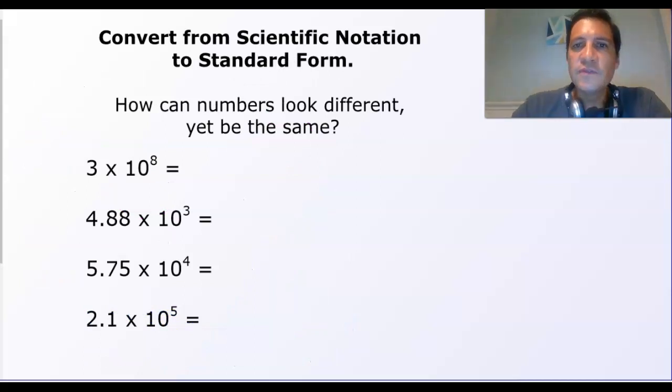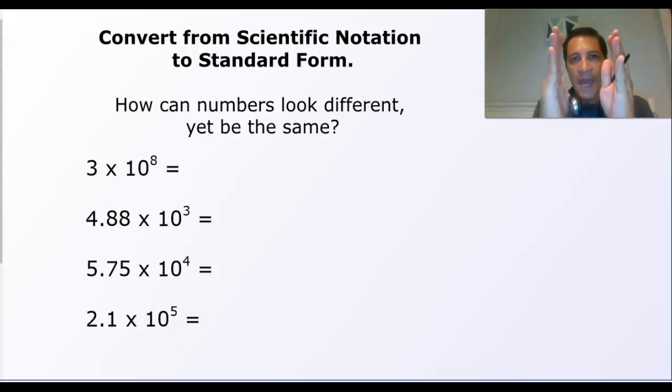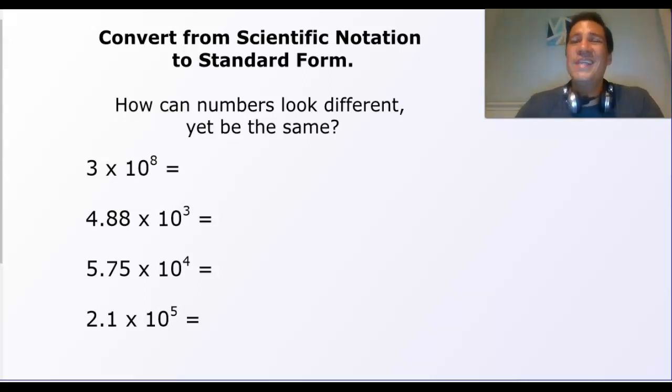All right, let's convert these from scientific notation to standard form. I think about scientific notation as the numbers kind of compact, and then in standard form we can expand it out. So like a slinky all together, and then when we go to standard form, we spread it out, okay? So we're gonna see how these numbers look different, yet they are the same value.